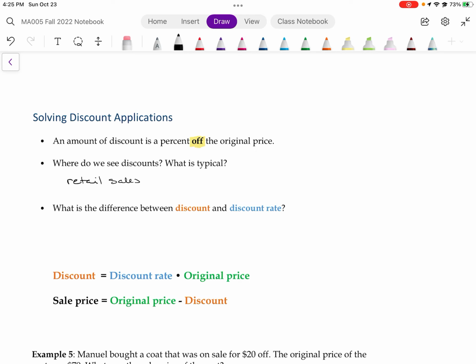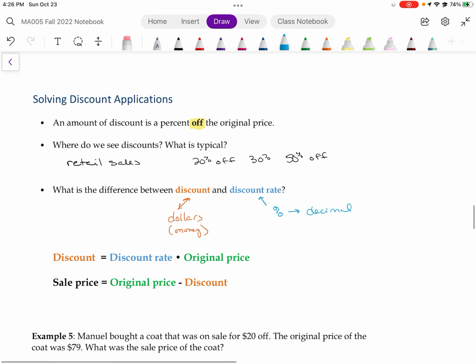A typical price, 20% off, 30% off sale. You could see 50% off, right? But it's going to be off. So what is the difference between a discount and a discount rate? So a discount is in dollars. It's money. And a discount rate is a percent, which is a decimal. We turn it to a decimal to do math with it. Okay, so be careful. The words are very similar.